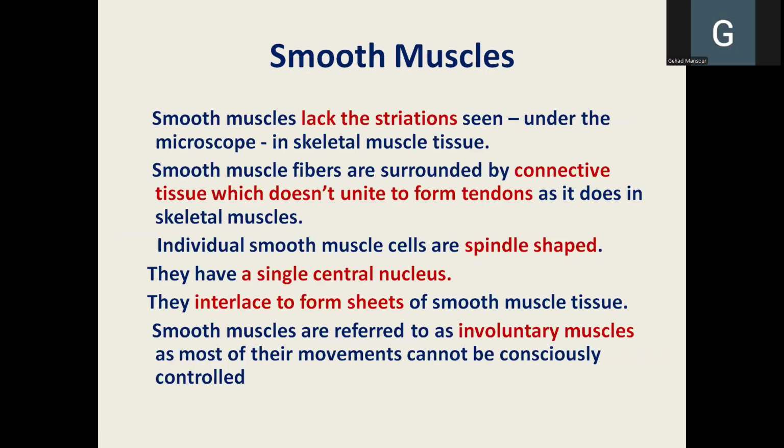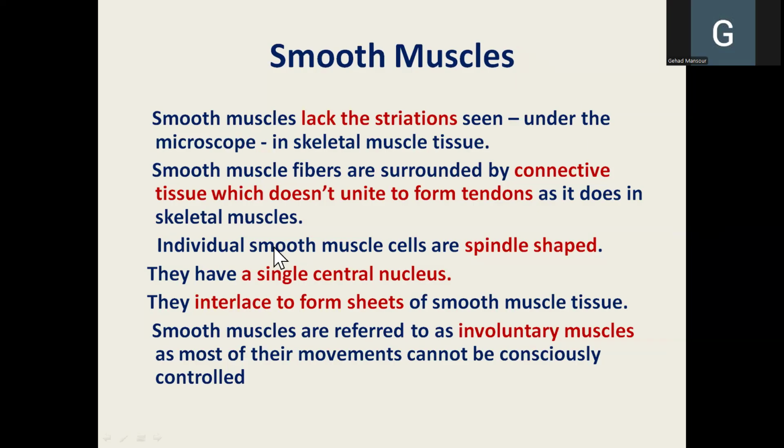The characteristics of the smooth muscles, as we said, they are unstriated muscles. They form broad sheets of muscles that are surrounded by connective tissue. But one important difference here is that the smooth muscles are not arranged in the form of muscle bundles and muscles having tendons. So the connective tissue sheets around the smooth muscle sheets do not taper to form tendons.